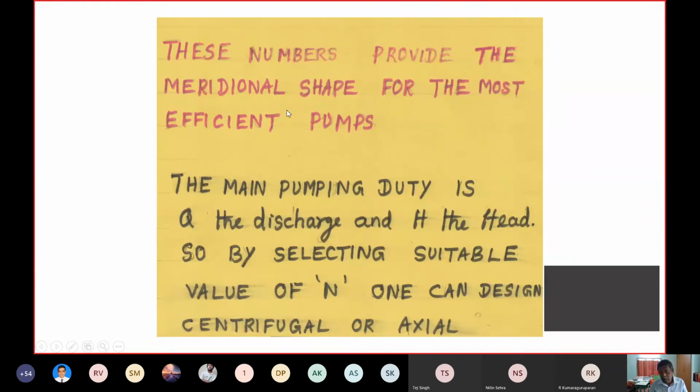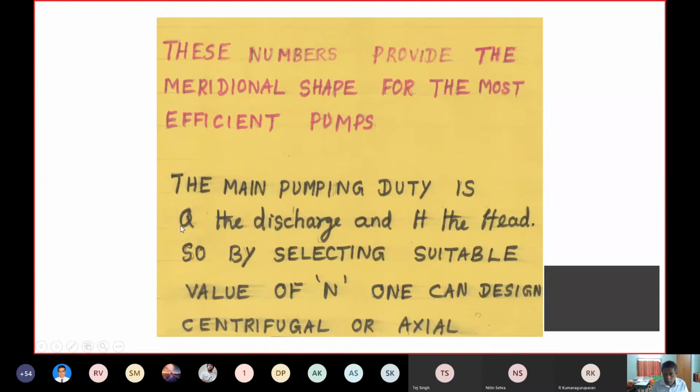Okay, we had in the earlier class itself introduced the meridional cross section, the cross section containing the axis. Even our classification, axial, radial, and mixed, depends on the flow path in the meridional section in the rotor or the runner. Okay, so these numbers provide the meridional shape for the most efficient pumps.